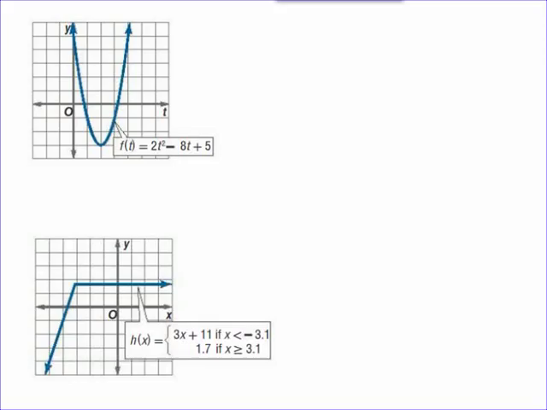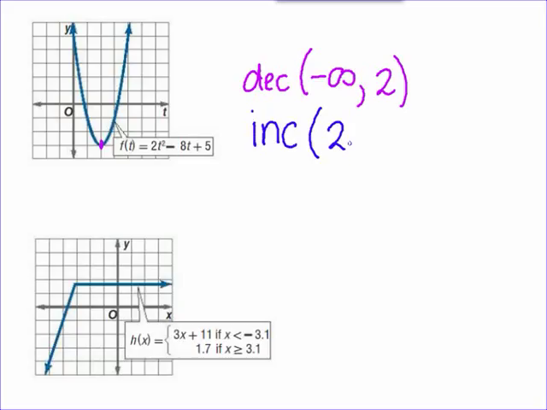Let's look at another one. Okay, let's look at this next one. This is what shape? Parabola. Okay, so it starts at negative infinity. What does it do right away? Decreases. At what point does it stop decreasing? Right here, which is positive 2. Then what does it do? Increases. What will my interval be? 2 to infinity. Yep, very good.